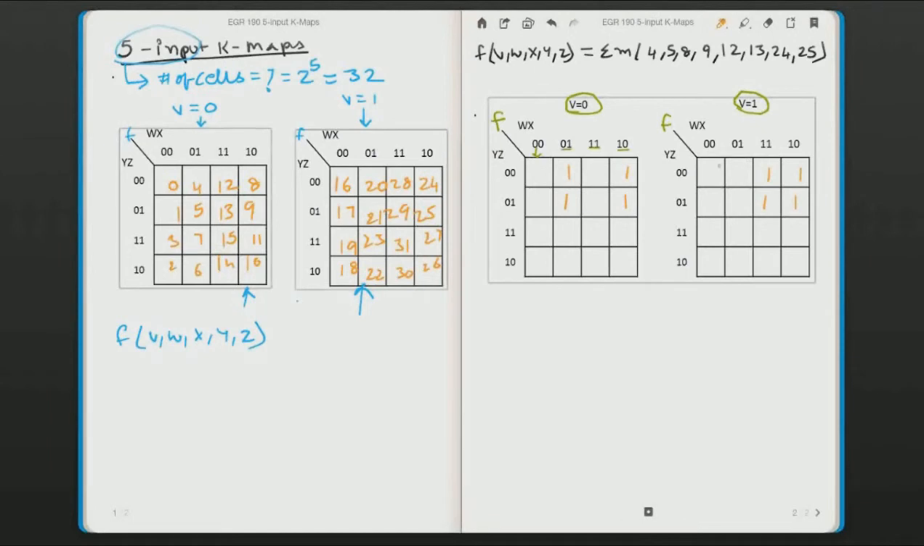Did I do it right? 4, 5, 8, 9, 12, and 13. Sorry, my mistake, guys. This is 4, 5, 8, 9, 12, 13, 24, and 25. Now, if you see here, we completed the number of ones in the K-map, so we have to form groups.